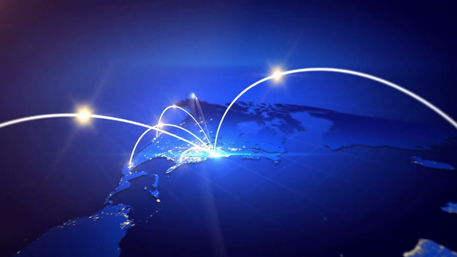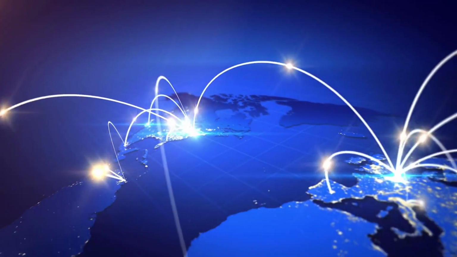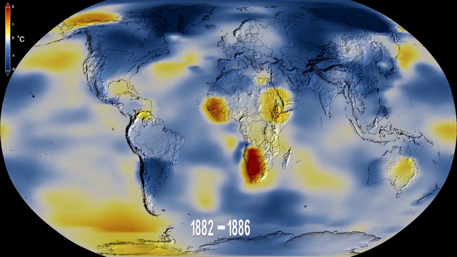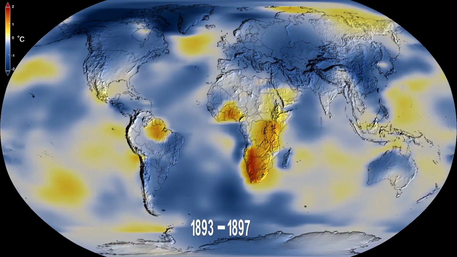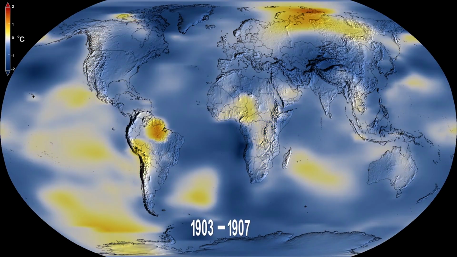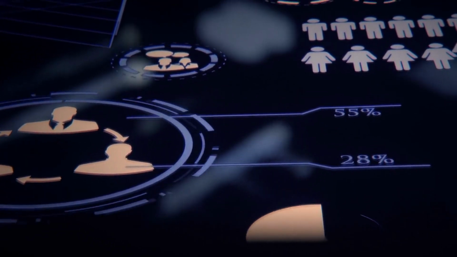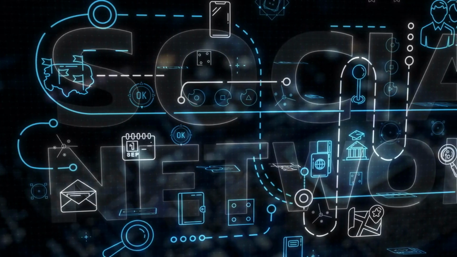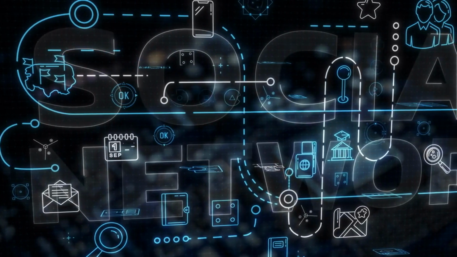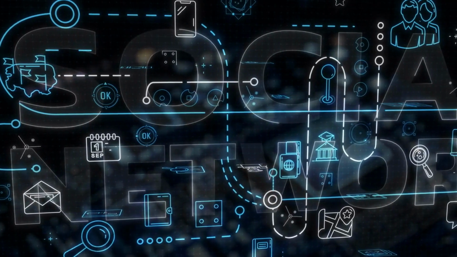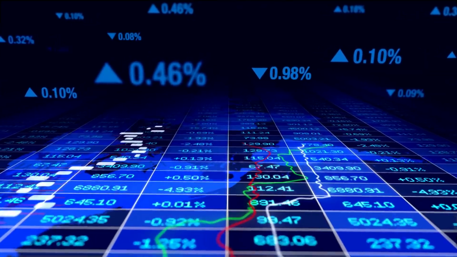Maps. Perfect for showing data across geographical areas. Heat maps, for instance, use color gradients to reveal intensity or frequency in different areas. Scatter plots. Useful when you're exploring relationships or correlations between two variables. They're ideal for spotting patterns or outliers.